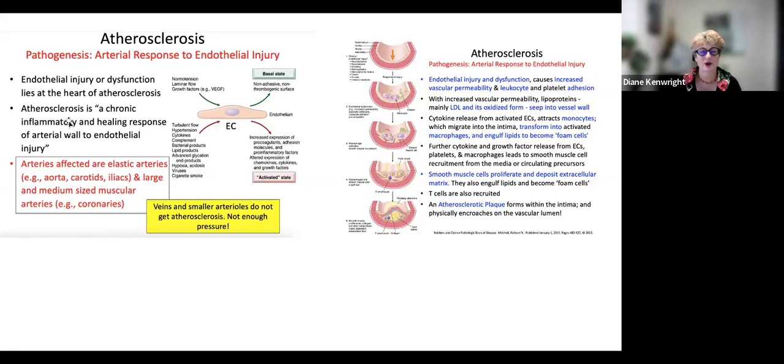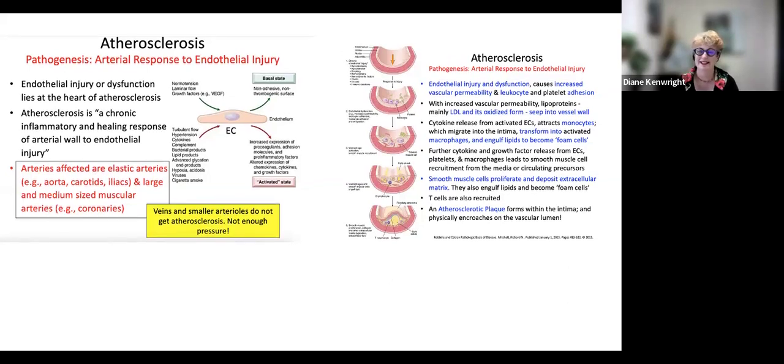So atherosclerosis is a chronic inflammatory and healing response. The big arteries and the medium arteries are the arteries that are most affected. The veins and arterioles don't get atherosclerosis, but of course, arterioles get arteriolosclerosis, which we'll particularly talk about when we learn about diabetes.